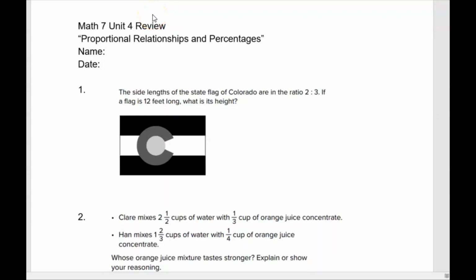Hey Math 7, welcome to your Unit 4 review, where today I'm going to be going over a bunch of problems that are ones that you've seen throughout the unit and ones that you could also see on your test, mainly focusing on proportional relationships and percentages. So without further ado, let's get going here.